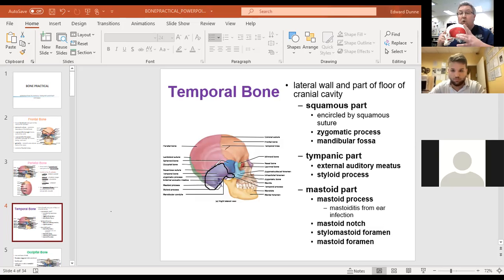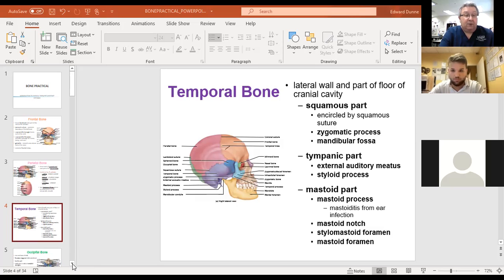Again, the temporal bone makes up the lateral wall. And it's on this temporal bone that there are a lot of important structures, and these structures we will definitely be going over tomorrow.